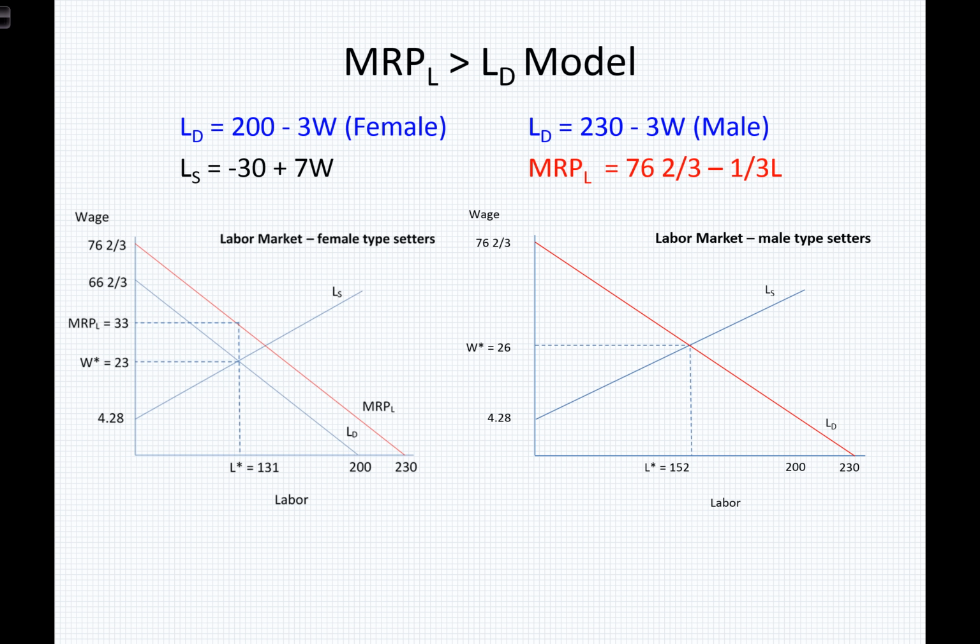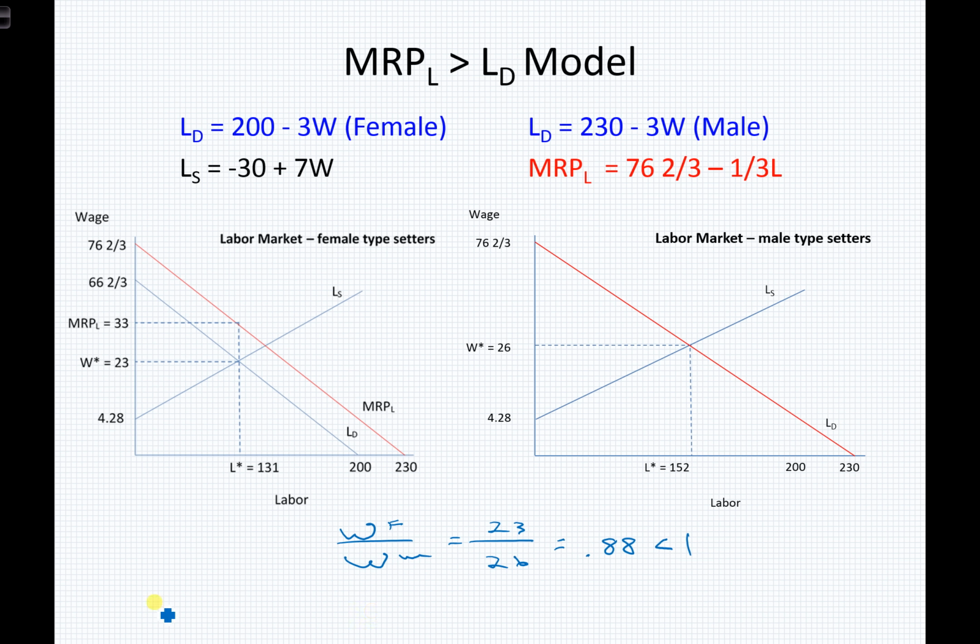Well, how can we think about this in terms of the WF over WM structure that we saw a few minutes ago? Well, if we think about WF divided by WM in this case, we're looking at 23 divided by 26. And 23 divided by 26 certainly is less than 1. In fact, it's going to give us a value of 0.88. So less than 1, we see some discriminatory influence.